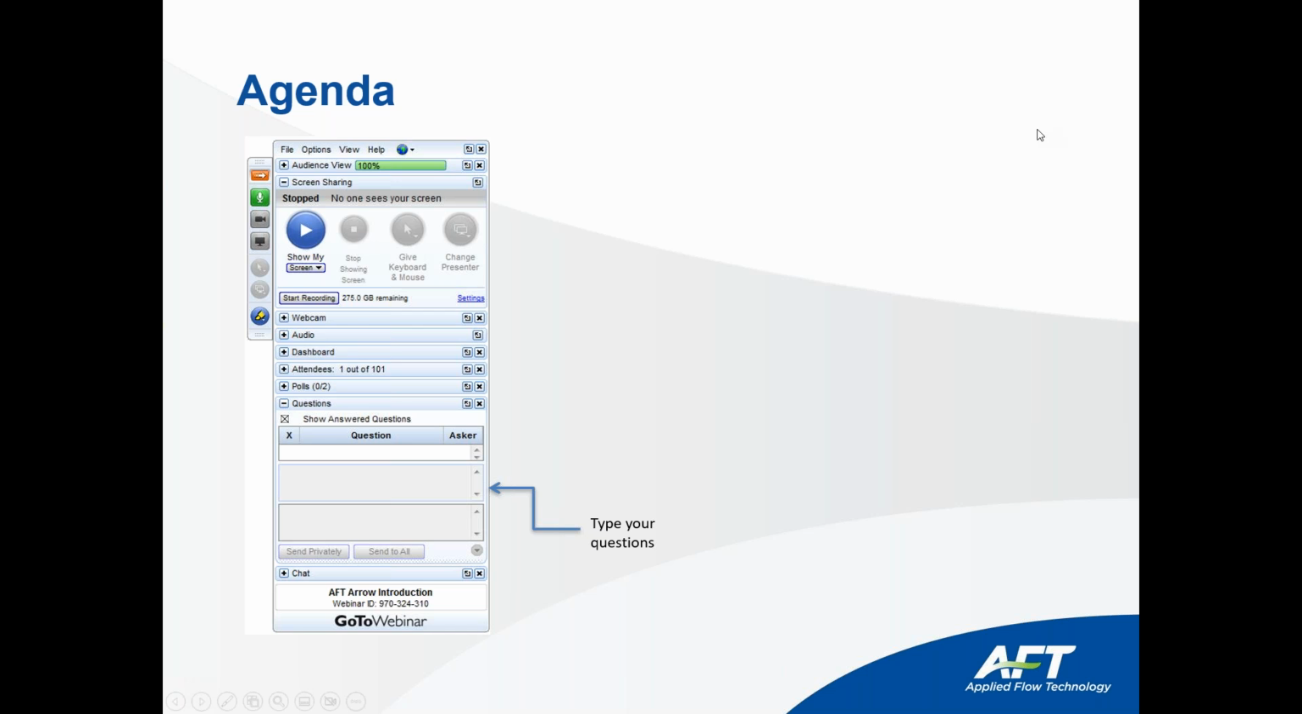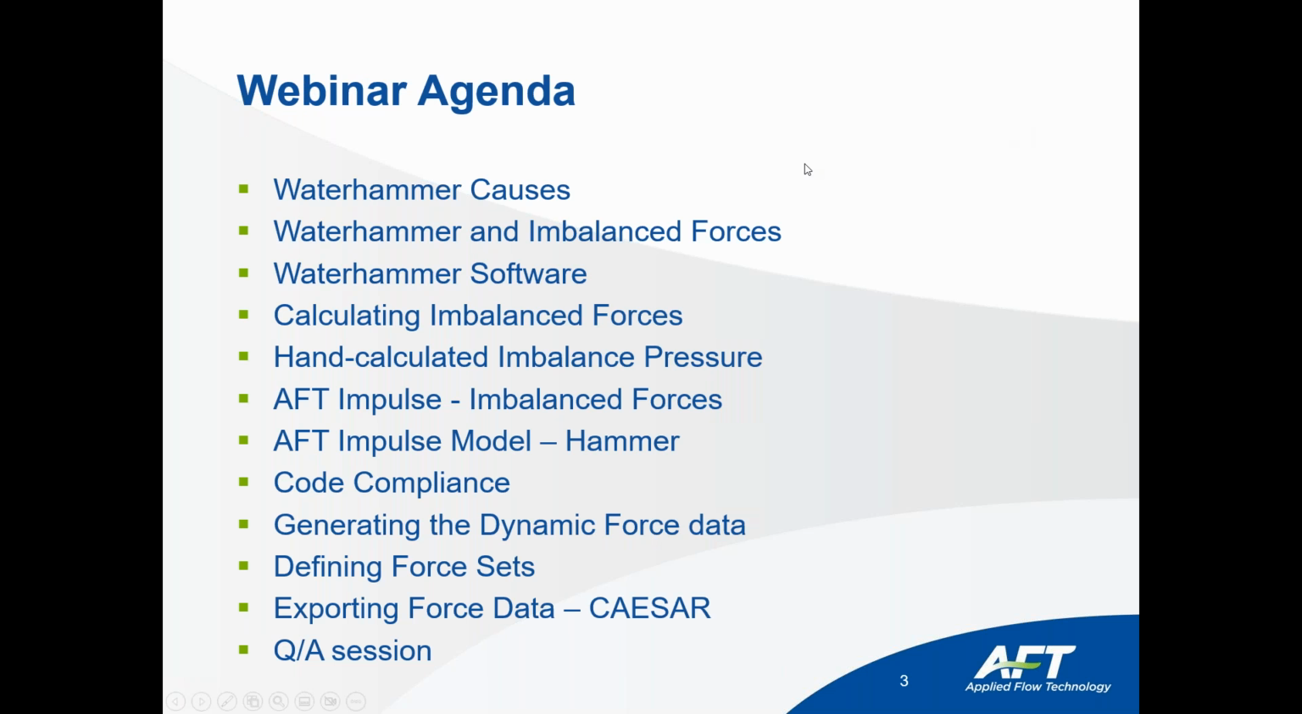So first, let's have a brief look at the webinar agenda. We'll be talking about the Waterhammer causes, Waterhammer imbalance forces that are generated by the pressure surge, Waterhammer software like Impulse, how it's used, calculating imbalance forces, the hand calculated imbalance forces method commonly used by pipe stress engineers, AFT Impulse and how it calculates the imbalance forces. We'll be working with the model with AFT Impulse to see how we can generate these imbalance forces and export it to a pipe stress program.